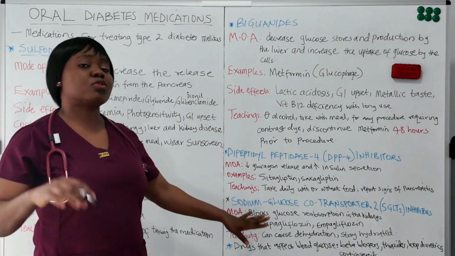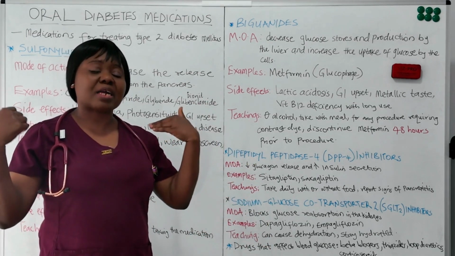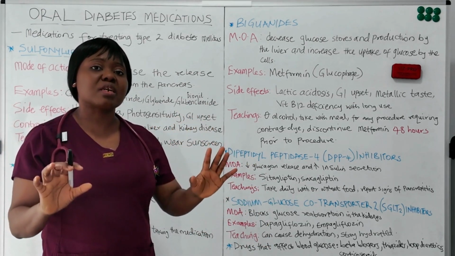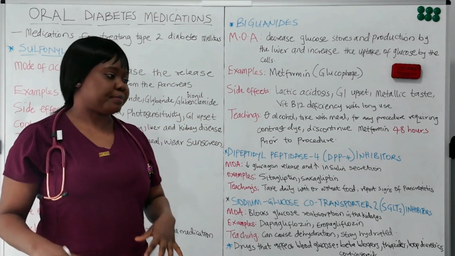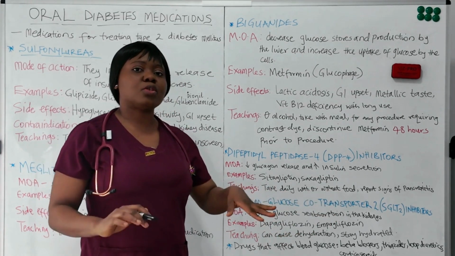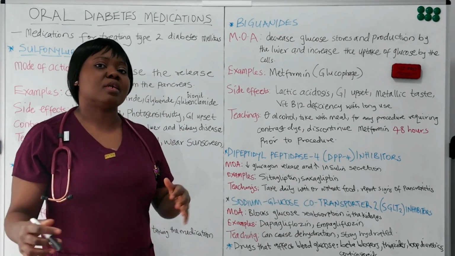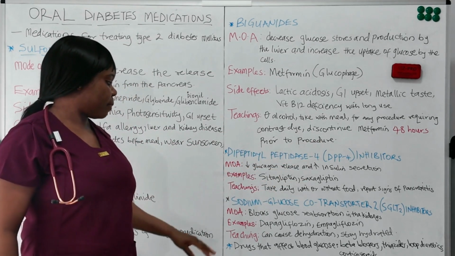When you give this medication, it's going to act on that nephron. It will stop the reabsorption of glucose back into the blood, meaning it's going to increase the excretion of glucose in the urine, what we call glucosuria. Examples include dapagliflozin and empagliflozin. So all those medications that end with flozin, they're in this group of SGLT2 inhibitors.